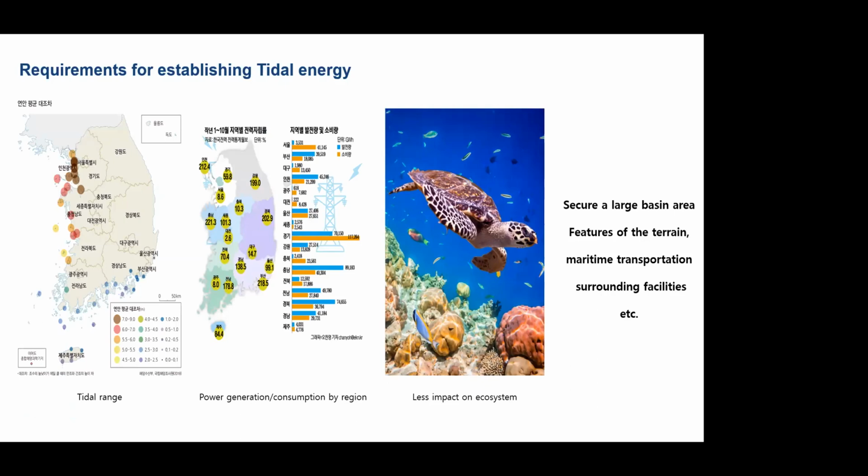Summarizing the preceding contents, we can discern the key elements required for achieving our team's ultimate goal of selecting the location for the tidal power plant. We need a large tidal range, and we should consider regional electricity production and consumption. Also, we must minimize environmental impact. And various other factors, such as securing a large basin area, features of the terrain and maritime transportation, and surrounding facilities need to be considered.